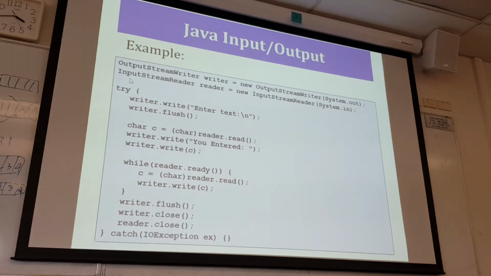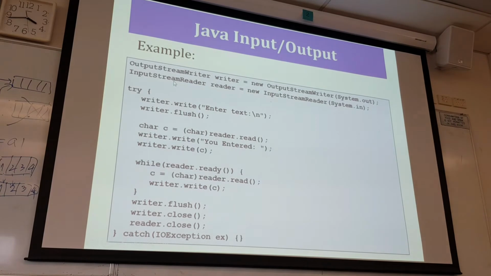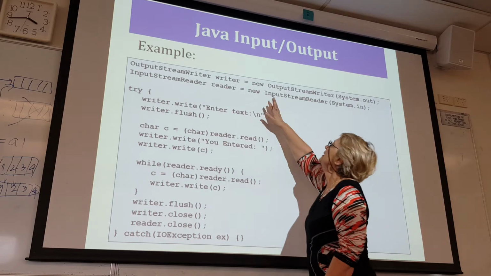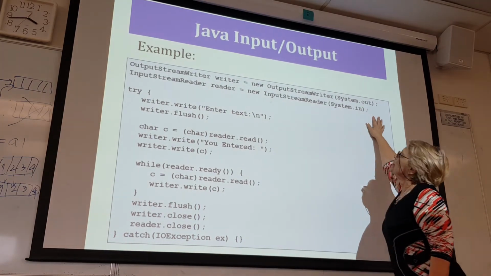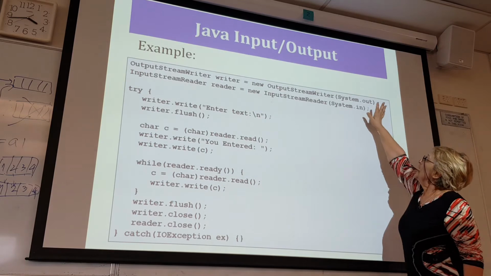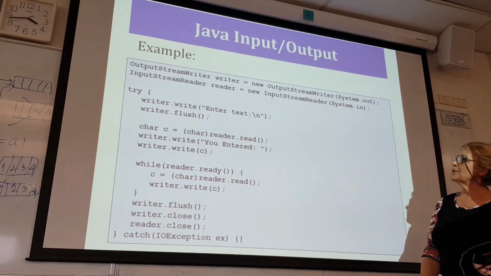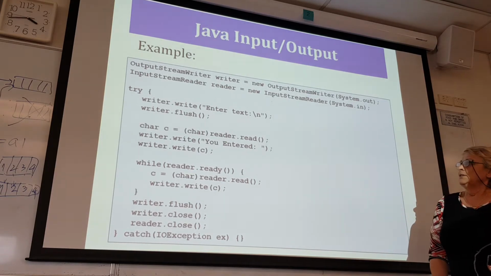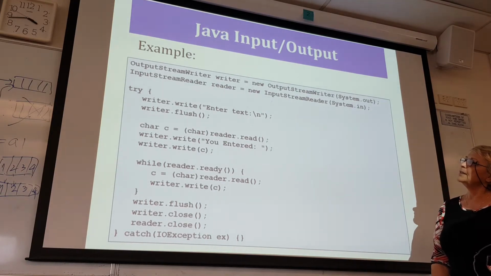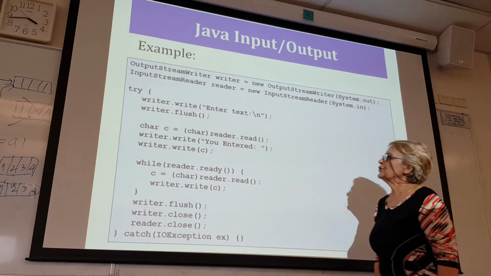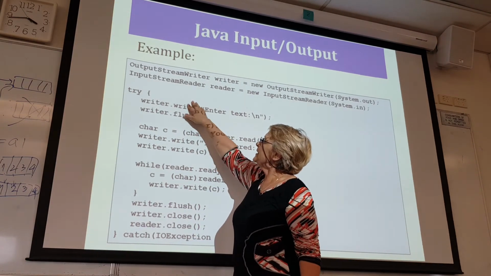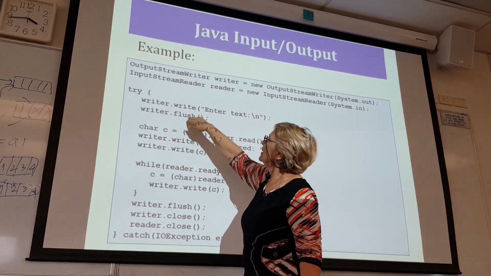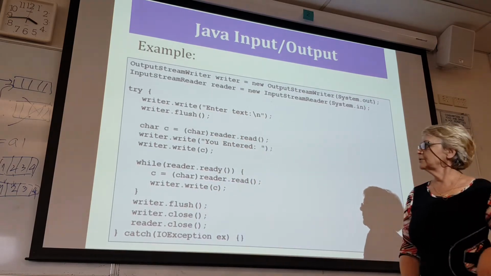Now, in order to work with output stream writer and input stream reader, you also have to work with objects. You have to declare the objects, and you have to pass some argument to the constructor as before. And then, as you can see, to display data on the standard output, we use the write method. Use flush to force the output to appear.